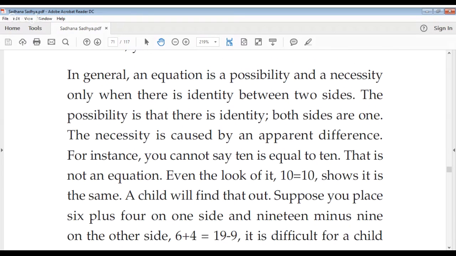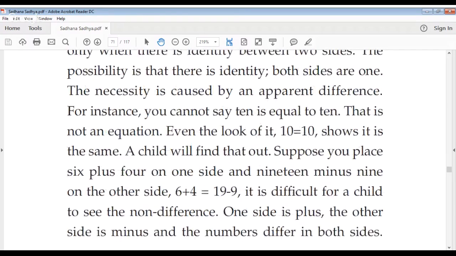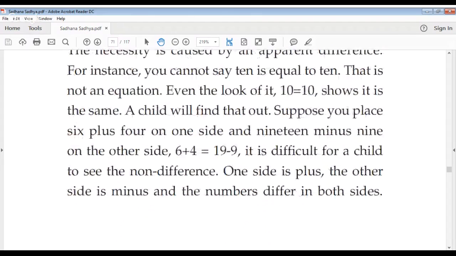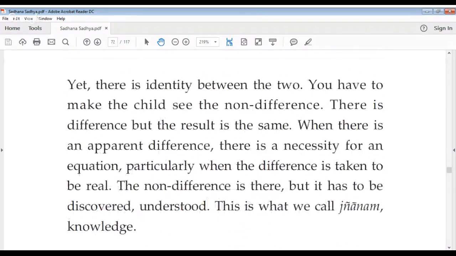For instance, you cannot say 10 is equal to 10. That is not an equation. Even by the look of it, 10 equals 10 shows it is the same. A child will find that out. Suppose you place 6 plus 4 on one side and 19 minus 9 on the other side. It is difficult for a child to see the non-difference. One side is plus, the other side is minus, and the numbers differ in both sides. Yet, there is identity between the two. You have to make the child see the non-difference. There is the difference, but the result is the same. When there is an apparent difference, there is a necessity for an equation, particularly when the difference is taken to be real. It may be there, but it has to be discovered, understood. This is what we call gnanam, knowledge.